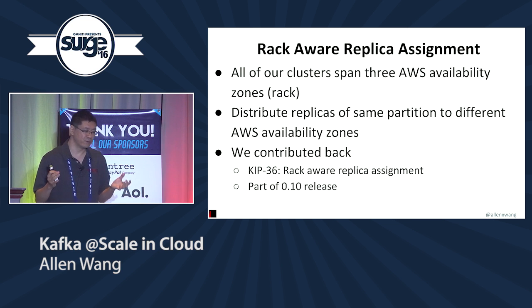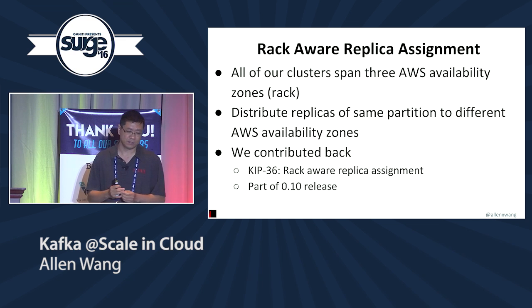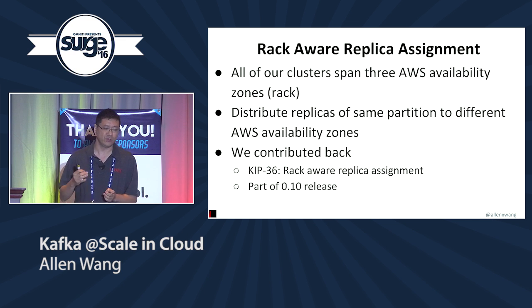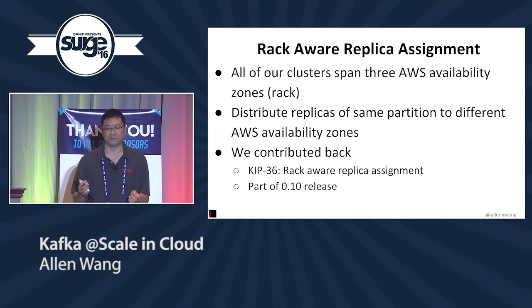As I mentioned before, all of our Kafka clusters span across 3 AWS availability zones. And we use rack-aware replica assignment, which distributes the replicas of the same partition to different AWS availability zones. This will ensure that in case of an AWS zone outage, the data will still be available.